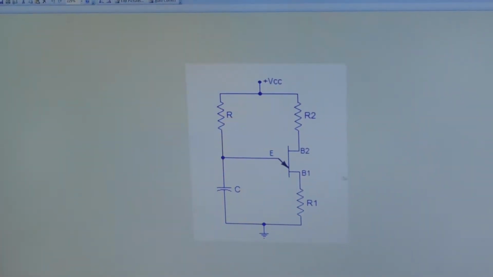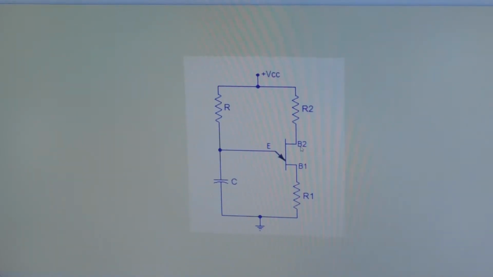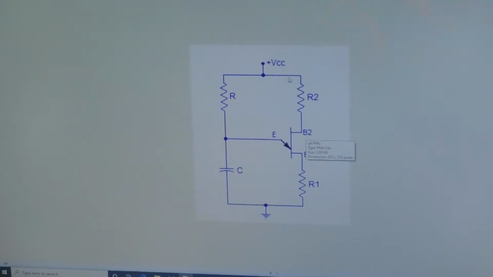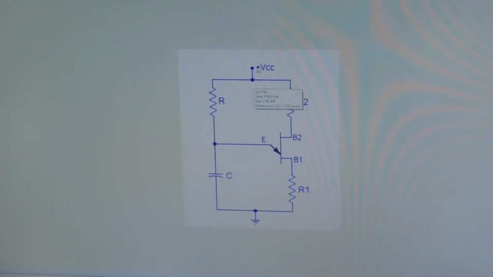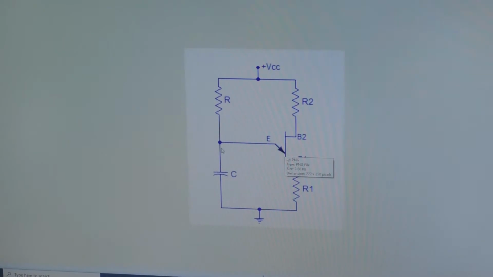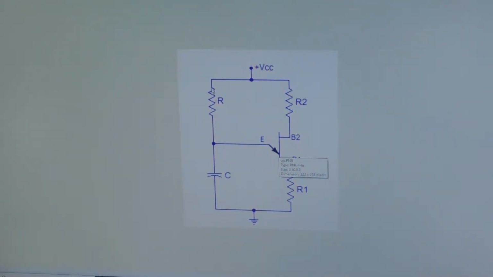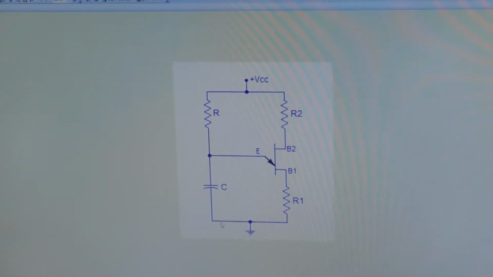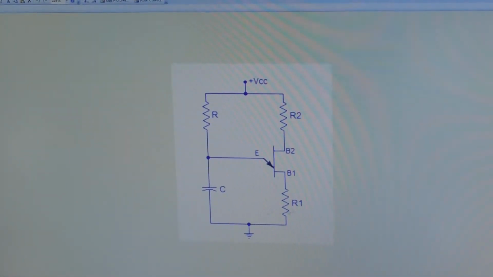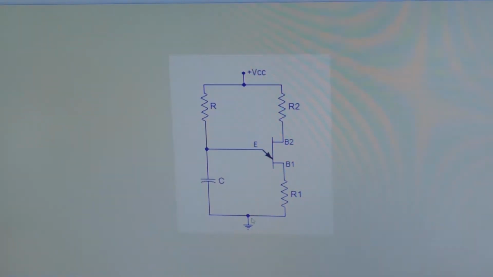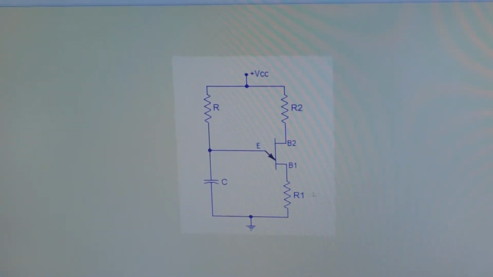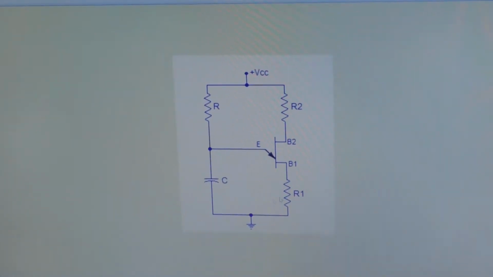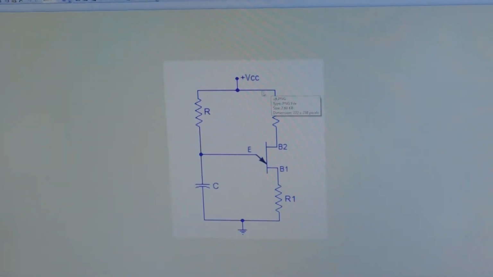In the circuit diagram, base B2 is connected to resistance R2, and the other end of R2 is connected to VCC. At the emitter, one end is connected to a resistor which is connected to VCC, and the other emitter end is connected to the capacitor which is connected to the ground. R1, which is connected to base B1, is directly connected to the ground. So the capacitor and resistor both have their ends commonly connected to the ground. This is the UJT relaxation oscillator circuit connection.